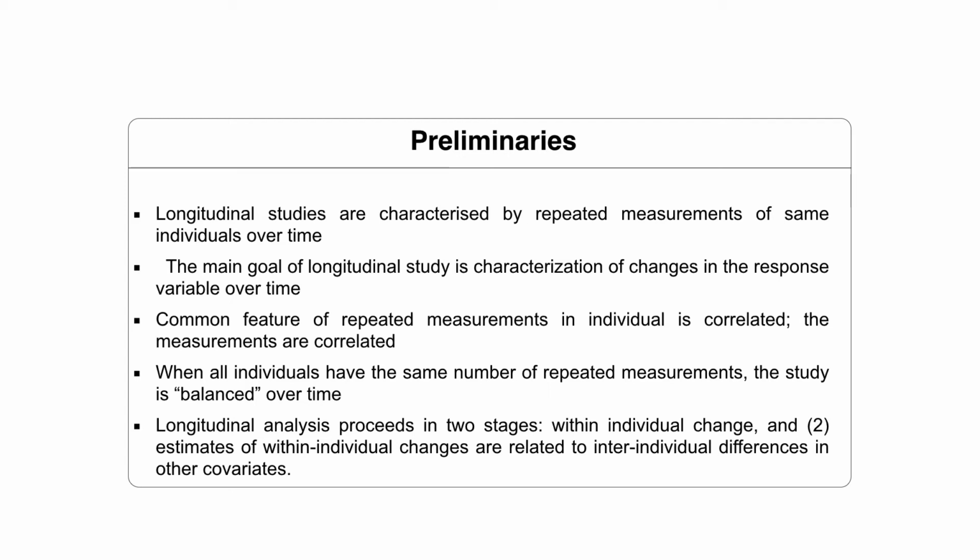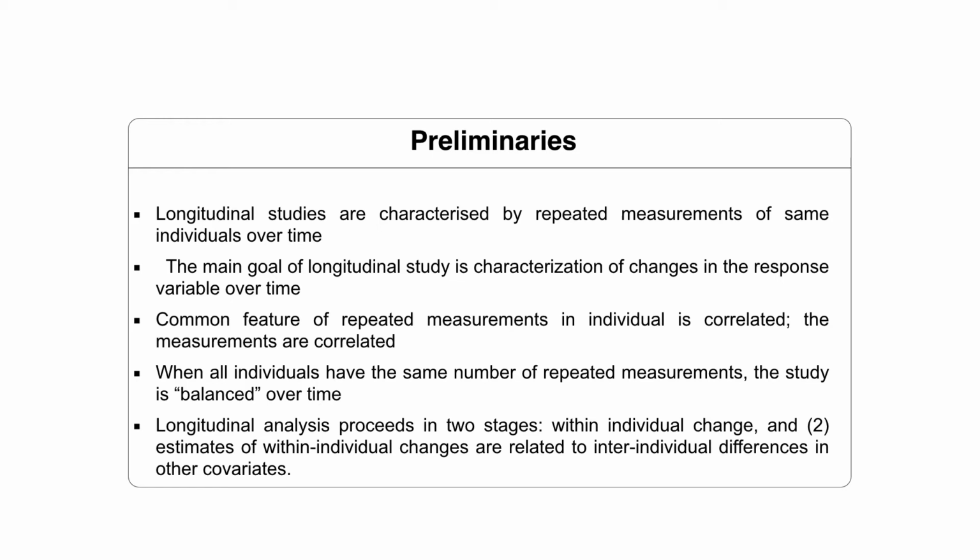Essentially, when we do longitudinal studies, they proceed in 2 stages. There is a within-individual change: if you study individuals, you see that the same individual's values are going to change over time. And then there are changes among the individuals. Both of them are important. So there is both an inter-individual change and an intra-individual change.